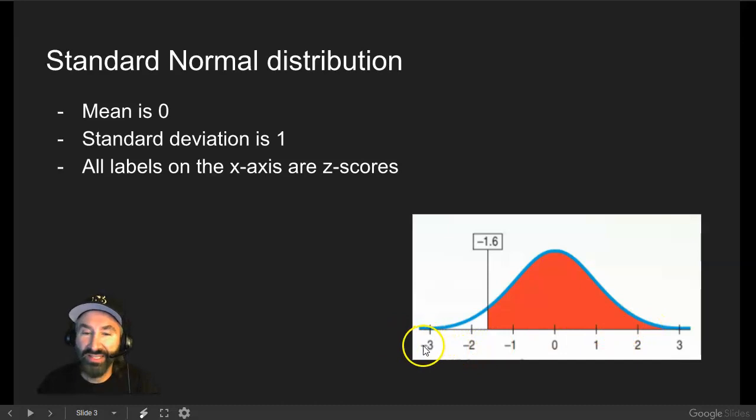Anyways, these numbers down here you can see, we could call them x values, but they are also z-scores because the mean is 0 and the standard deviation is in units of 1. So 1, 2, 3. Okay, so anyways, just wanted to introduce you to that idea. When we look at a normal curve like this, we know that this negative 1.6 is going to be a z-score, not necessarily an x value. That means that we don't have to convert it to a z-score, and that's good news.